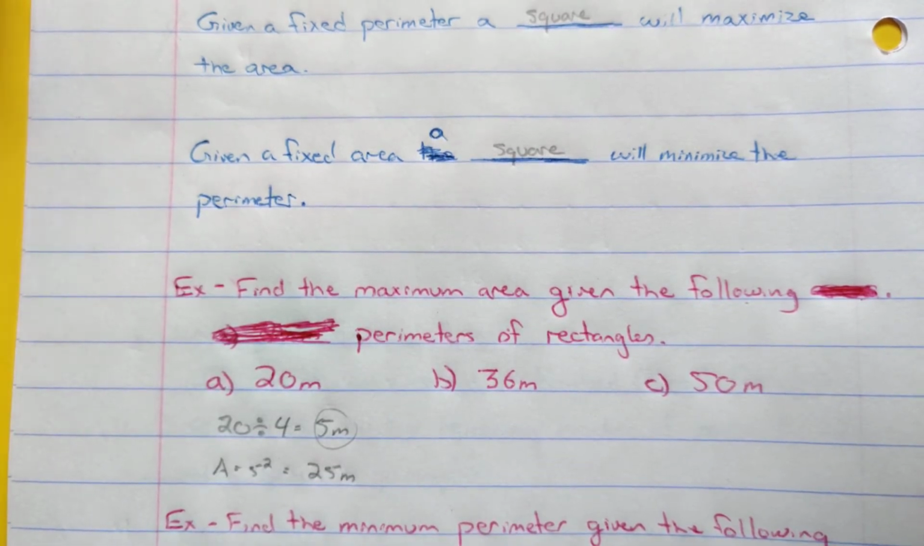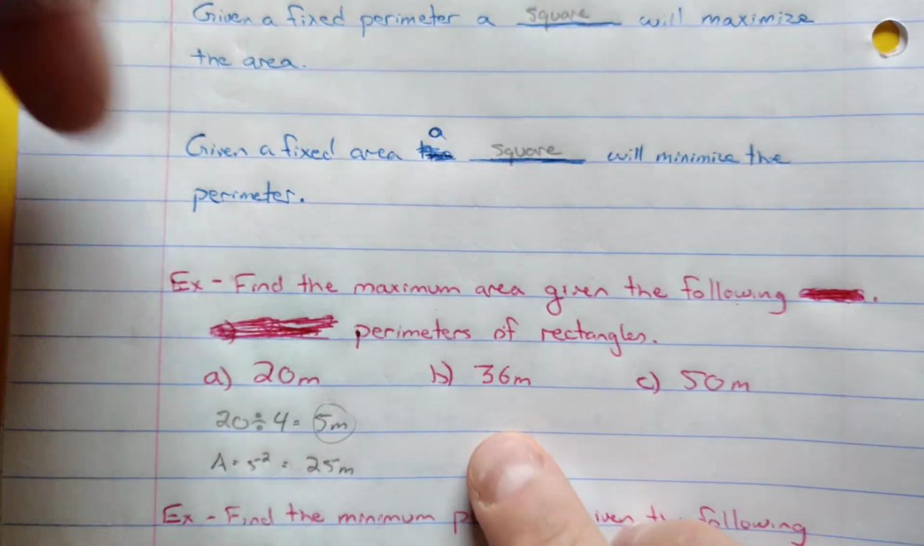10 by, what would it be? 5 by 5. Wait, we just did 5 by 5. 4 by 6. 4 times 6 is 24. 3 by 7. 3 times 7 is 21. You're not going to get it. The square is going to give us your biggest area.